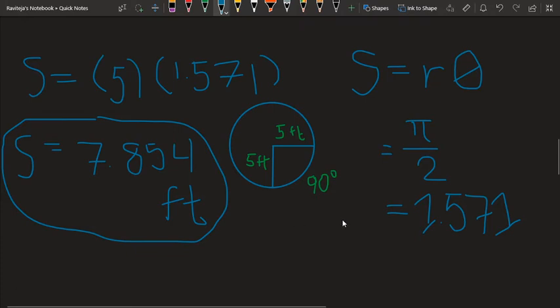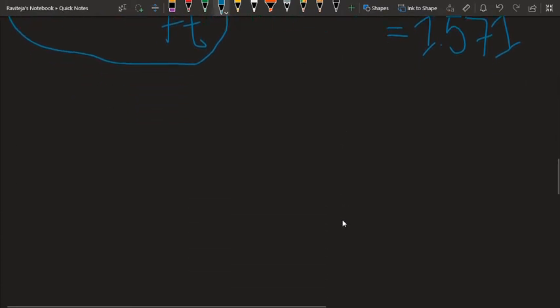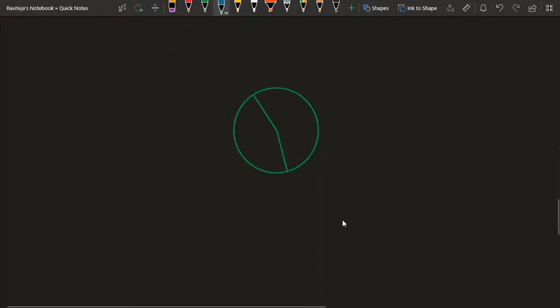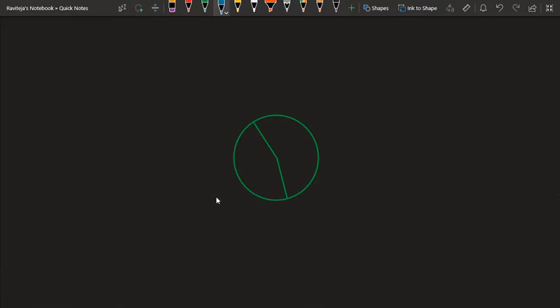So hopefully you guys got this one, and let's move on to our practice problem number 3, where we have this one. Again, this is going to be the same kind of thing. We're just going to be practicing. So in this one, I'm going to give you the angle of 205 degrees. And I'm going to tell you the radius length is 2 feet. So once again, please try to pause the video and try it on your own.